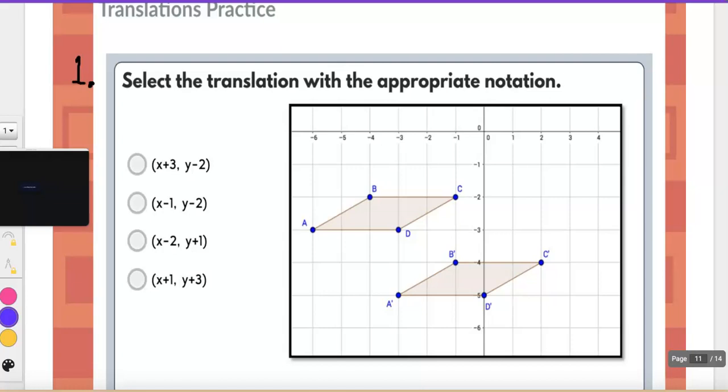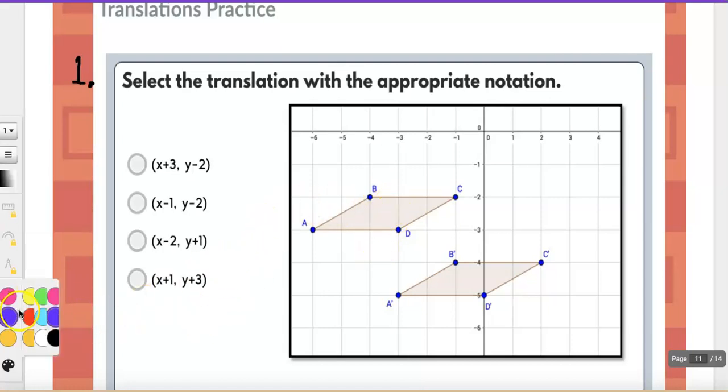Alright, so I think you have the answer. Let's do it together. Okay. Alright, let's pick this color. I like this one.